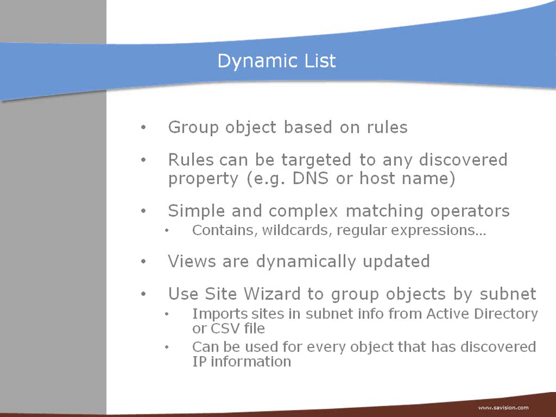You can use the site wizard to group objects by subnet. The site wizard can import site and subnet information from Active Directory or a CSV file, and it can be used for every object that has discovered IP information.